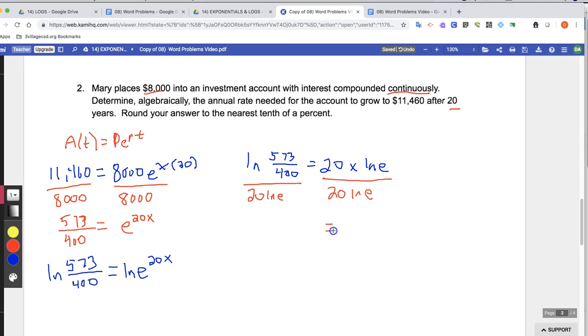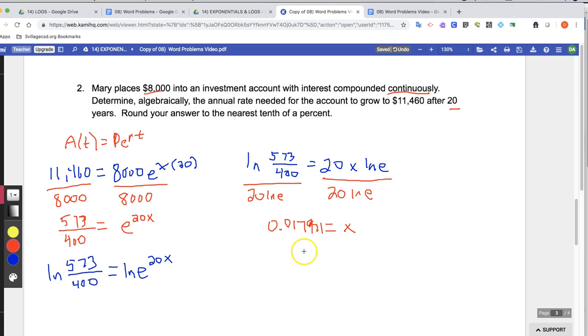And again, on that left-hand side, all this information there, I would punch that into my calculator very carefully all at once and get 0.017971. And when we convert this to a percent, to the nearest tenth of a percent, we're going to get that x should equal 1.8%.